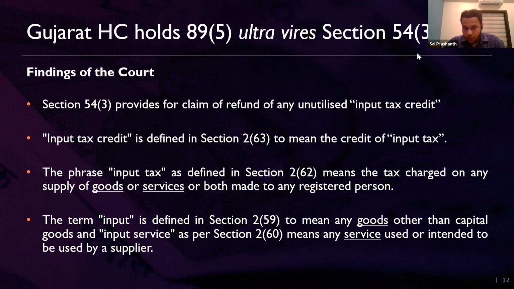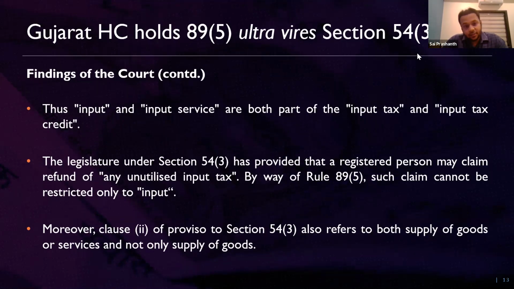So they looked into the two words, goods and services, and then looked into the definition of what an input is and what an input service is. The term input is defined in section 259 to mean any goods other than capital goods, and input services as per 260 means any service used or intended to be used by a supplier. So they looked into the definition of input tax credit, input tax, input and input service, and they said input tax covers both input as well as input service, and therefore both input and input service will be a part of 54.3. They said input and input services are both a part of input tax and ITC.